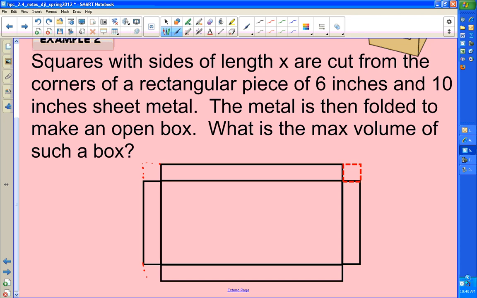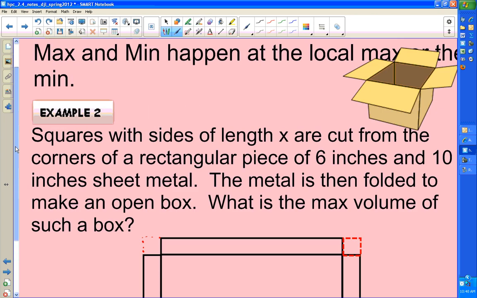The sheet metal is a big rectangle. And from each corner of the rectangle, we're going to cut out a square, the same square in each corner. And we just throw that piece away. Then we're going to take these flaps and fold them up. So we fold each flap up, fold it up, and fold it up. And you're going to get an open box. And we're going to try to figure out what the maximum volume of that open box will be.